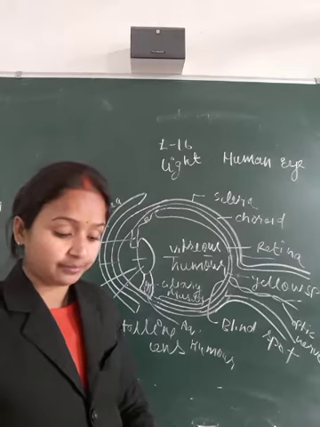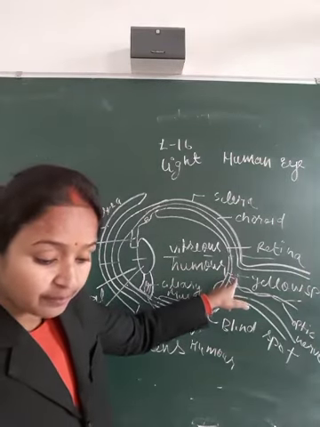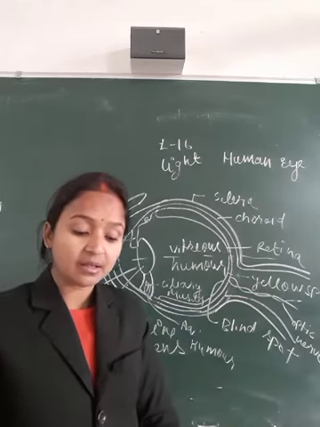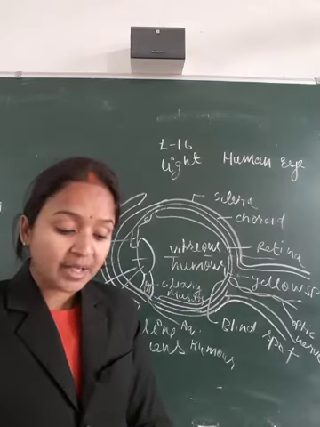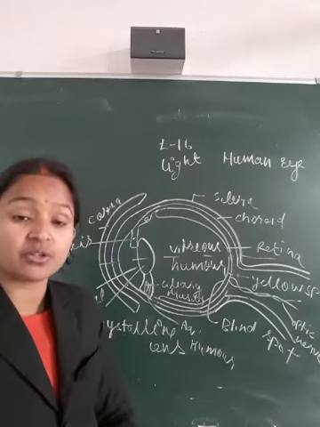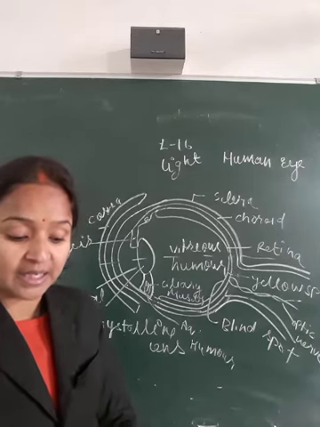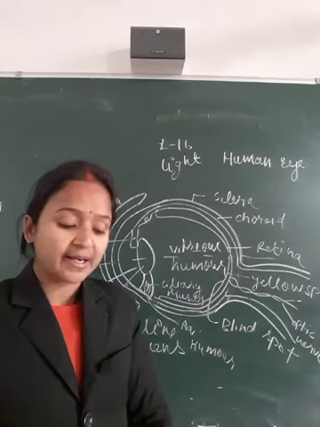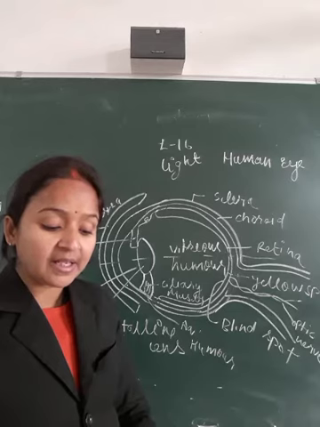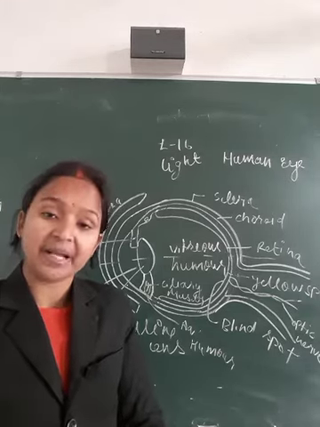Yellow spot. Here you can see that yellow spot. It is a small area facing the eyelids, and it has a high concentration of nerve endings and is slightly raised as well as yellow in color. And what is its function? Its function is to form a very clear image by sending a large number of electrical pulses to the brain.